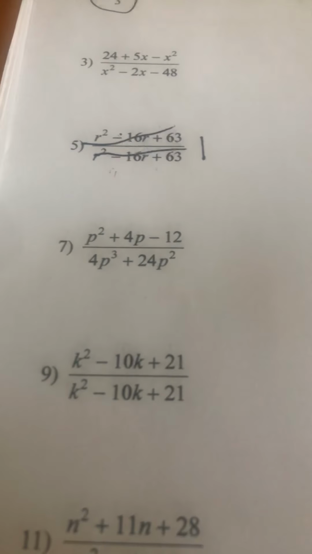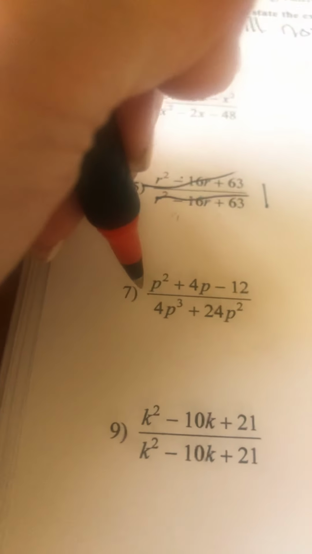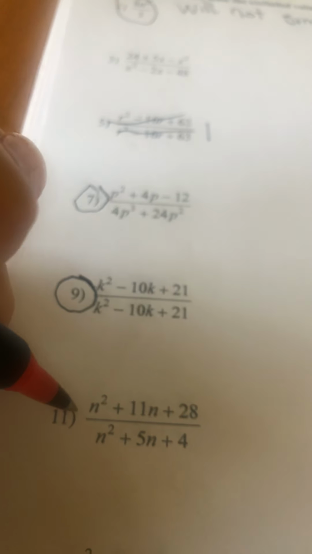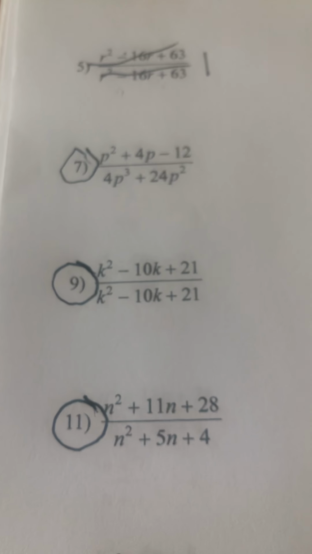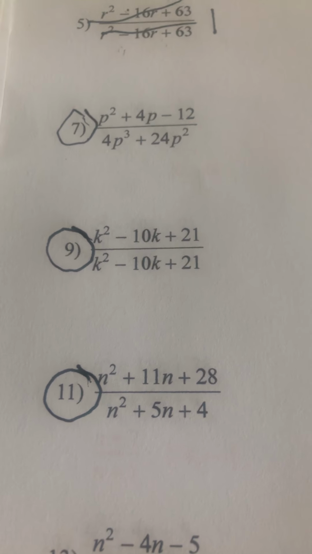What I want you to do is practice with number 7, number 9, and number 11. Then I'll come back and work those 3 on a video again and see if I can figure out why my phone keeps getting dark. Alrighty, try it.